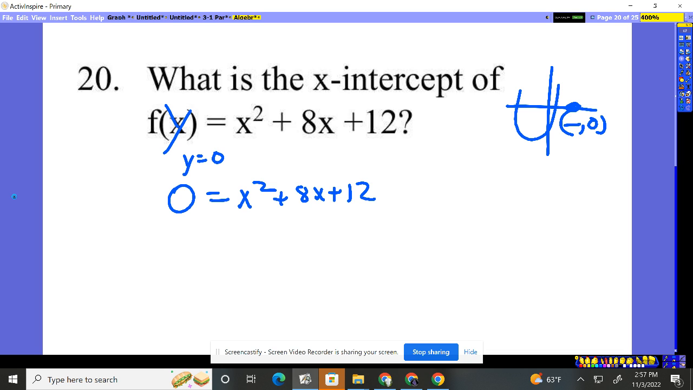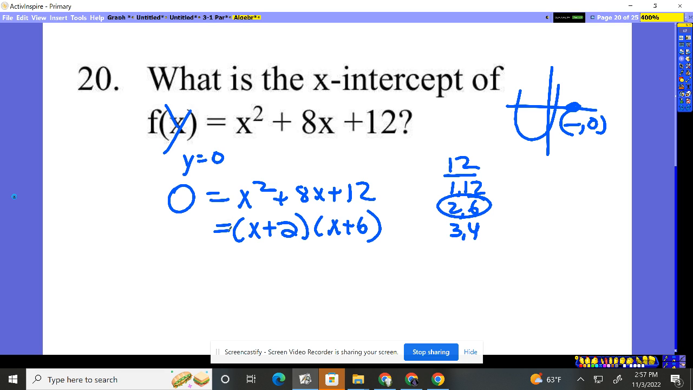Right away, I see a trinomial. I'm like, I got to factor it. So I have to list out the factors of 12, 1 and 12, 2 and 6, 3 and 4. And which of those combine to give me 8? It's going to be the 2 and the 6 because it is plus 12. So either both pieces are positive or both are negative. And in this case, they're both positive because I have a positive 8x in the middle. So x plus 2 times x plus 6 equals 0.